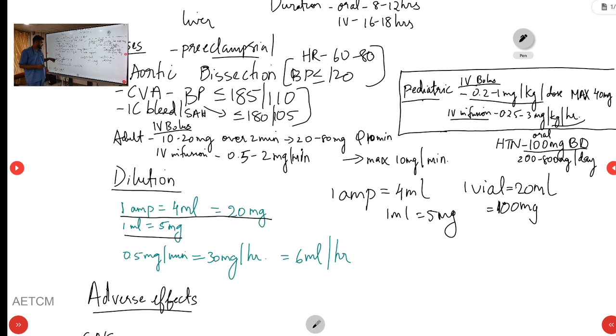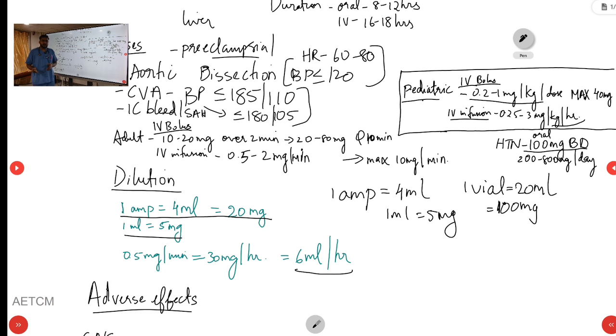To make the infusion, the minimum dose is 0.5 mg per minute. So 0.5 mg per minute, multiplied by 60, is equivalent to 30 mg per hour. And when you calculate 30 mg per hour in ml, 4 ml is 20 mg, so 30 mg will be around 6 ml. So 6 ml per hour will be the starting infusion dose.